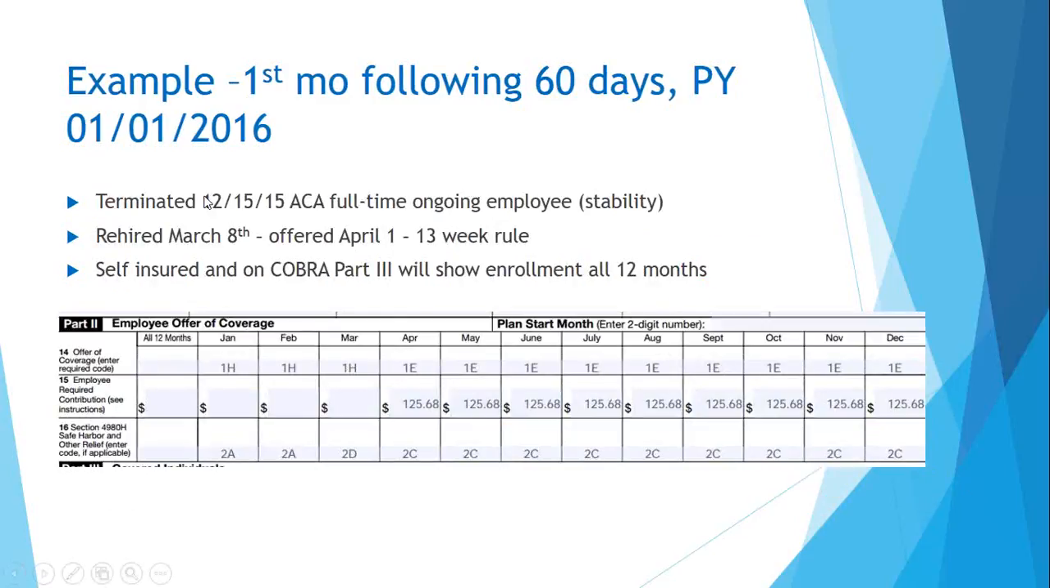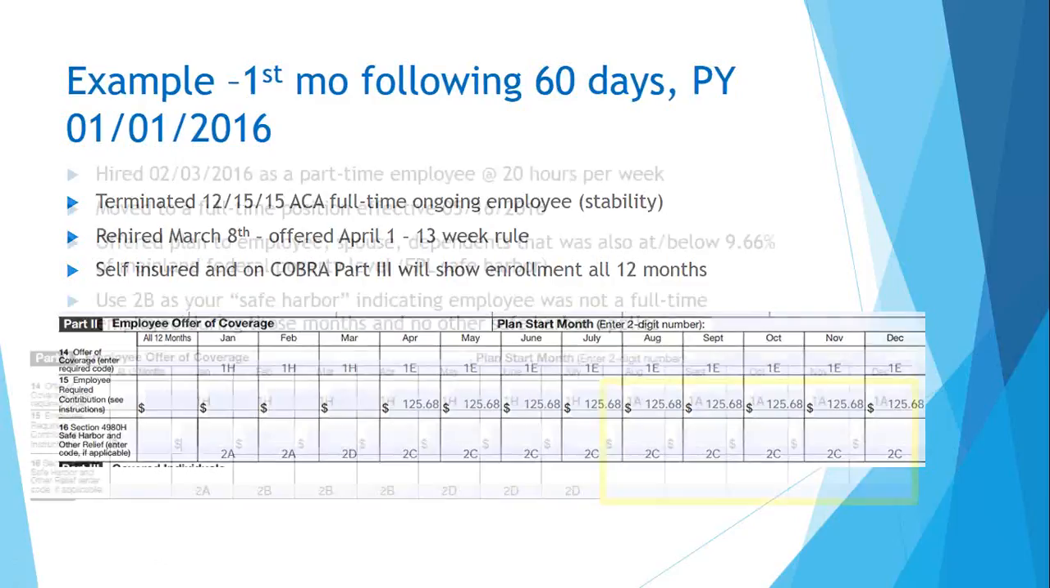So with this employee, they were terminated back in December. They were in a stability period as a full-time employee. They were rehired March 8th, and they're offered back again April 1st because of that 13-week rule. They were gone for less than 13 weeks, so they're treated as a continuing employee when they come back, offered coverage the first of the month following their rehire date, and then continued on from there. If you're self-insured and this employee enrolled in COBRA for January, February, and March, you'd need to show enrollment for all 12 months for this employee because you were telling the IRS they were enrolled all 12 months. That's part of that individual mandate.